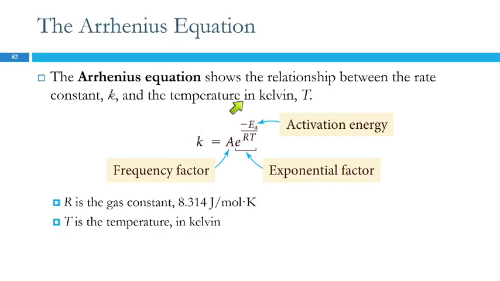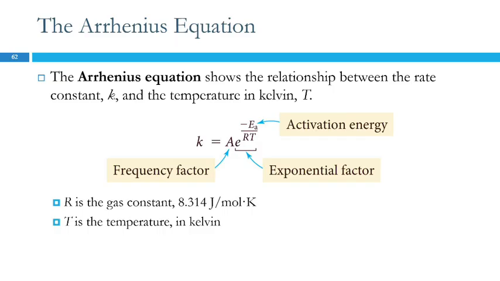So this is the Arrhenius equation. It's kind of a mess, right? So the rate constant is equal to a frequency factor times this exponential factor. So this E is not a variable, that's the anti-natural log. So E raised to the power of negative EA divided by RT. So this EA is the activation energy, R is the ideal gas constant, and T is the temperature in kelvins.